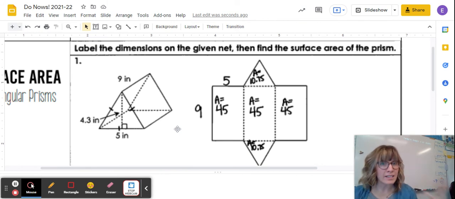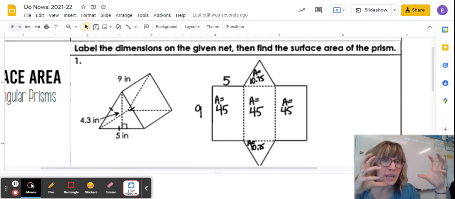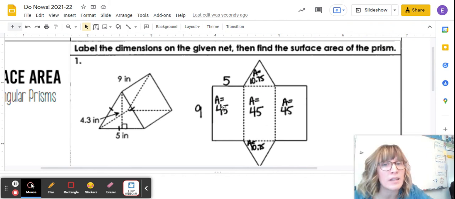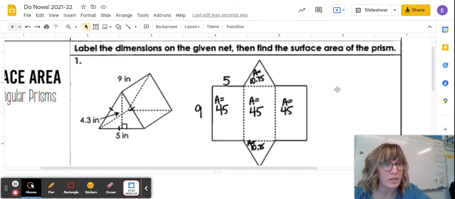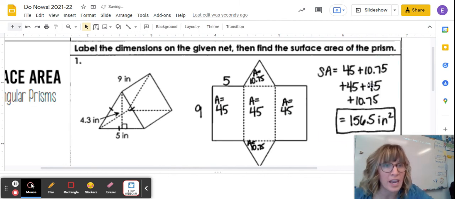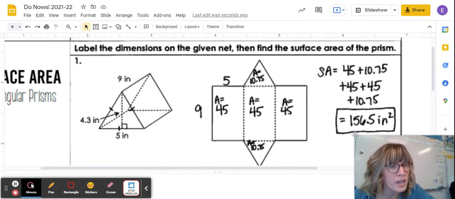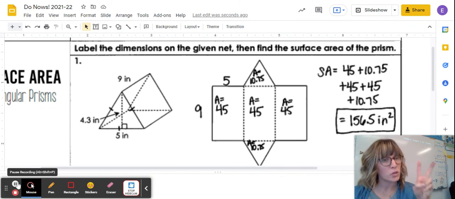We can see that the next step is to take all of those mini parts, those composite figures, the rectangles and triangles within, and add them all up. So we have 45, 45, 45, and two 10.75s, which will get us the surface area. And when you find the sum, you end up with a surface area of 1,565 inches squared, two-dimensional.